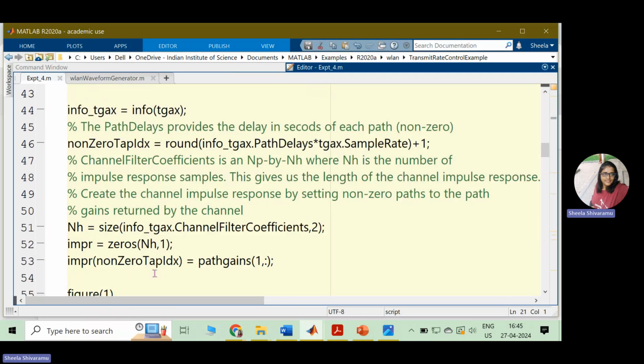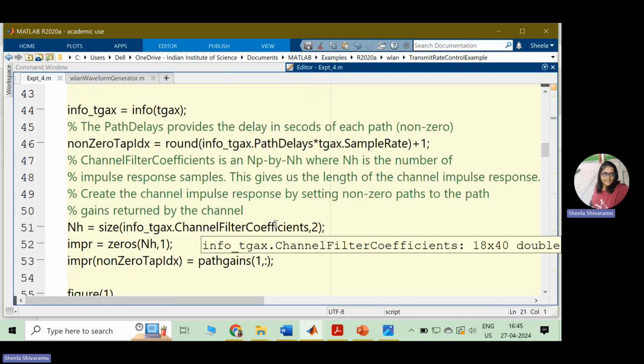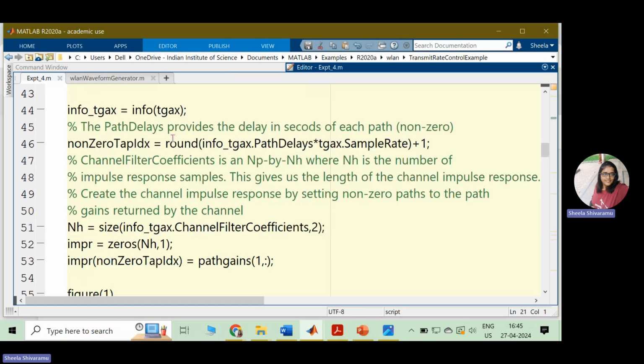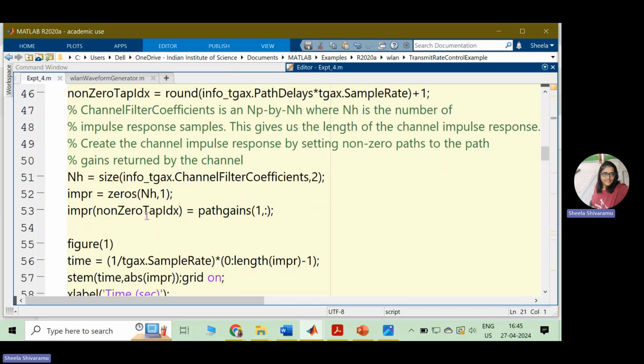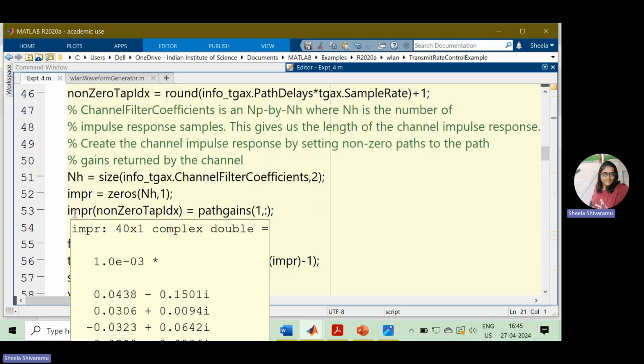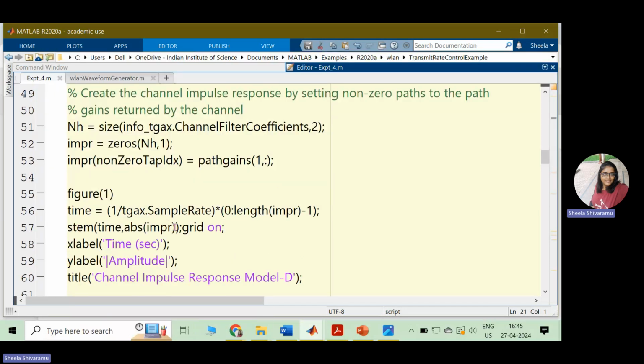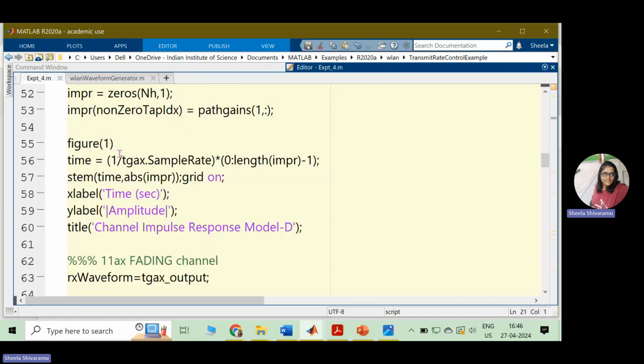In this, what we are actually doing is trying to obtain the channel impulse response from the path delays by making use of the TGn sample rate, and taking the path gains at the first column of the path gains to the non-zero tap index values of the impulse response, and then plotting the impulse response. This is actually experiment 1, which I've explained in detail. Please revisit that if anyone is interested.